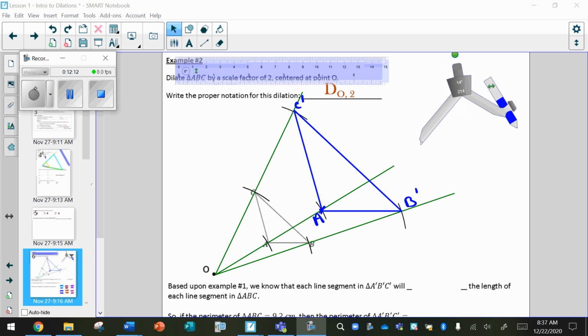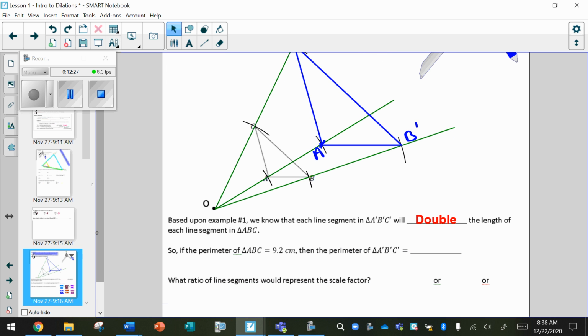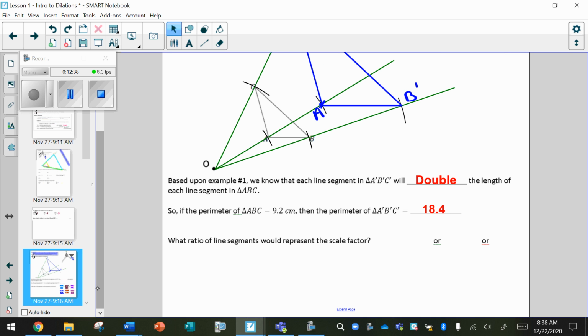Based on the example that we did, we know that each line segment is going to be double the length of the pre-image because our scale factor was 2, so all the lengths got 2 times larger. So if the original perimeter was 9.2 centimeters, we take that original perimeter, double it, and then we get the new perimeter. Very simple. If all the side lengths were doubled, then the perimeter was also doubled.